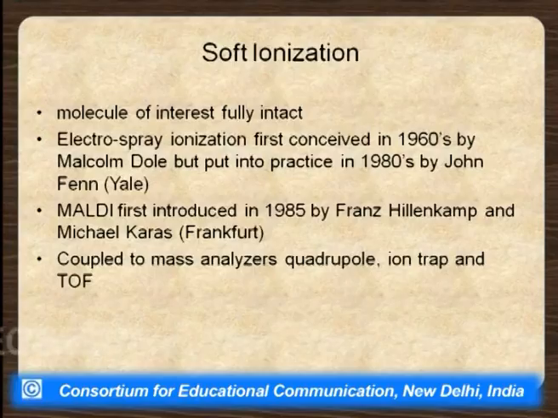The 2002 Nobel Prize was given for soft ionization, in which the molecule or the protein will remain entirely intact. It was first conceived in the 1960s by Malcolm Dole, but it was John Fenn who later put it to use for doing protein or peptide structures, and also went on to receive the Nobel Prize. While MALDI was introduced in 1985 by Franz Hillenkamp and Michael Karas, and these two techniques can be coupled in different permutations with mass analyzers.